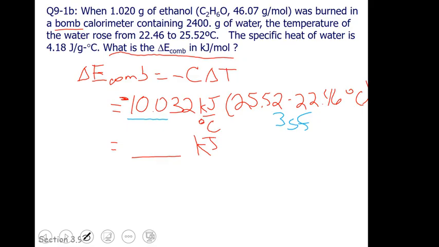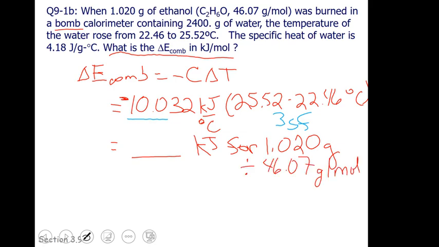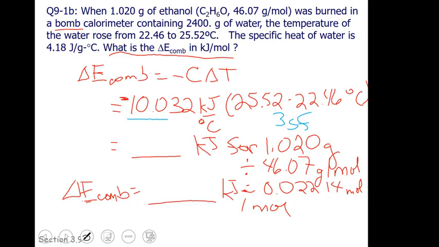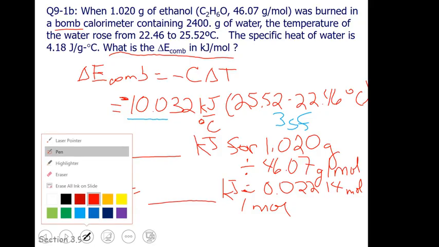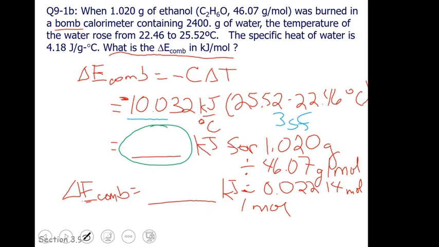Now, when I get this value in kilojoules, it will be for 1.020 grams, which, if I divide it by 46.07 grams per mole, is 0.02214 moles of ethanol. So in order to get my energy change of combustion in values of kilojoules per mole, I'm going to have to take my answer for what I did the combustion on and divide it by the moles that actually underwent combustion. And that will give me my value.